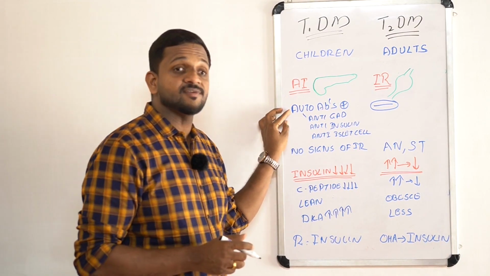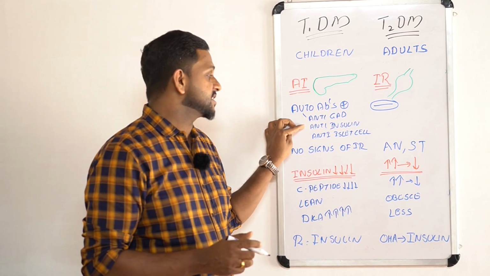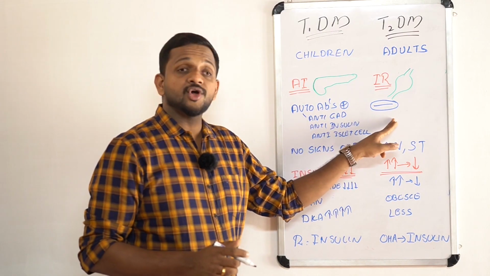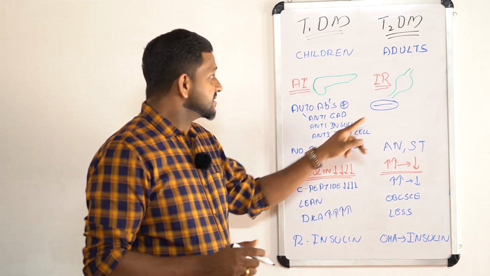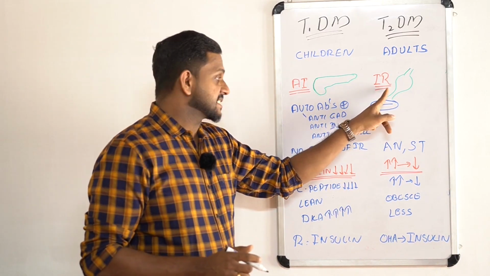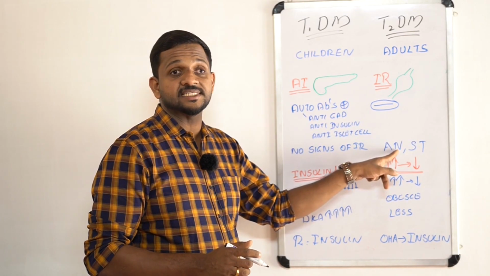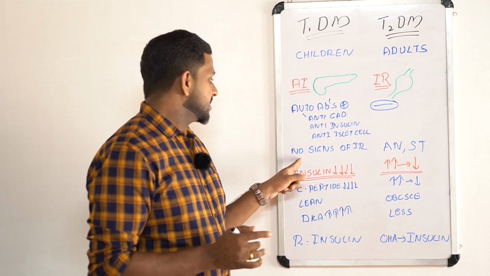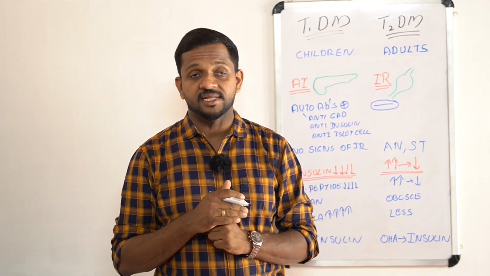As I told, type 1 diabetes is due to an autoimmune mechanism, so autoantibodies will be positive in type 1 diabetes. They are anti-GAD antibodies, anti-insulin antibodies, and anti-islet cell antibodies. And the autoimmune antibodies are negative in type 2 diabetes. As type 2 diabetes is due to insulin resistance, there will be signs of insulin resistance like acanthosis nigricans and skin tags in type 2 diabetes. And the signs of insulin resistance will be absent in type 1 diabetes.